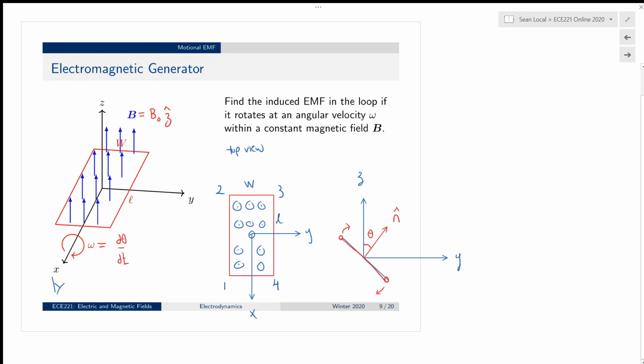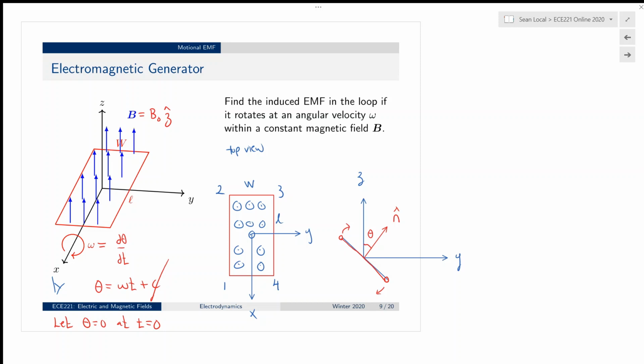And we've been told that omega is a constant. So if we integrated this expression, the angle theta would be simply omega t plus some constant of integration. And to simplify things, let's just say that theta was 0 at time equals 0, so that we don't need to worry about this constant. Okay, so this loop is going to turn around.